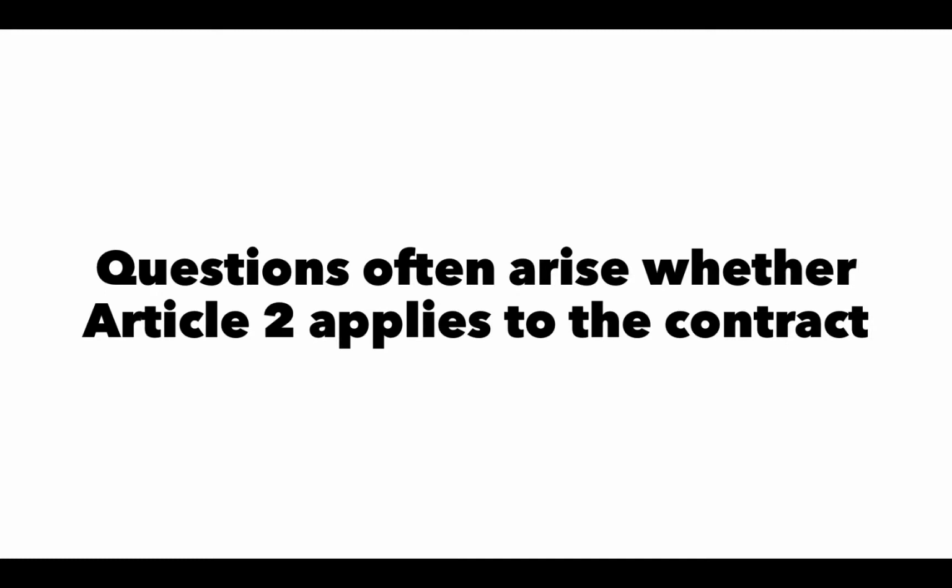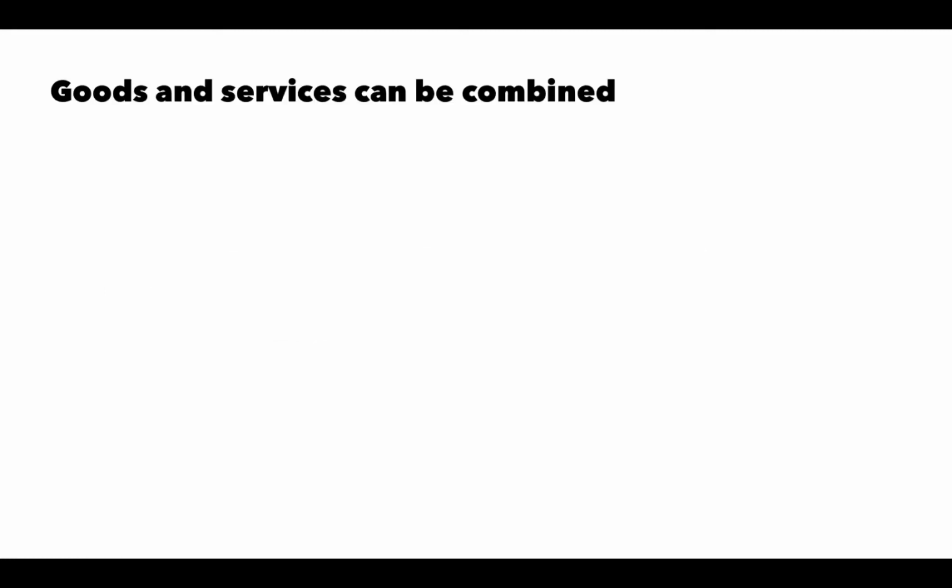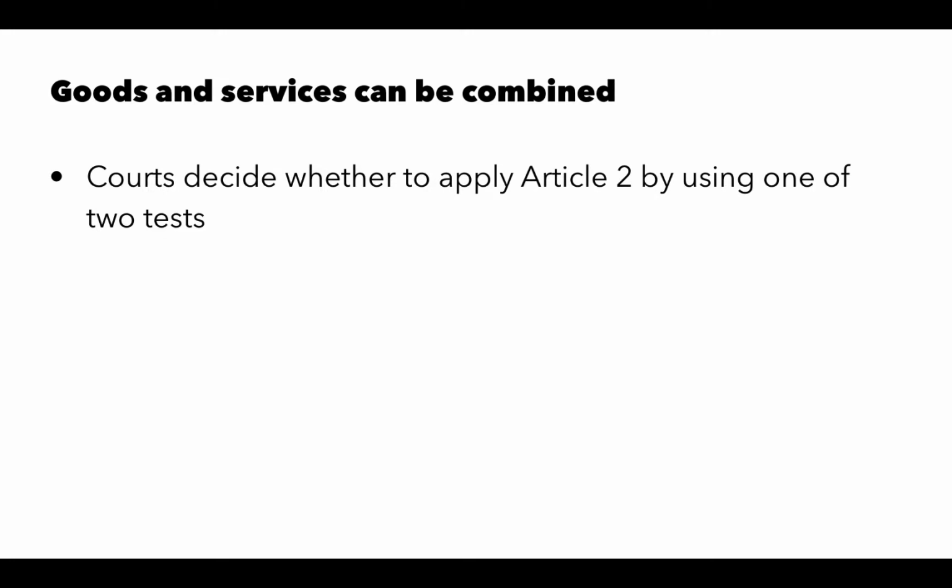Sometimes questions arise whether Article 2 applies to the contract or not. And this tends to occur when goods and services are mixed up in the same contract. There are a large number of disputes involving goods that also involve services, real property, or intangible personal property. And therefore, courts must decide whether to apply Article 2 by using one of two tests. Now, a transaction can only be governed by one contracting system. It can be governed by the common law or it can be governed by the UCC, but it cannot be governed by both.